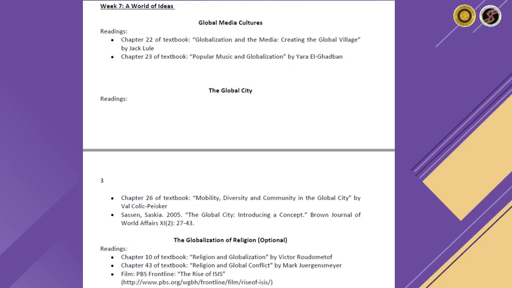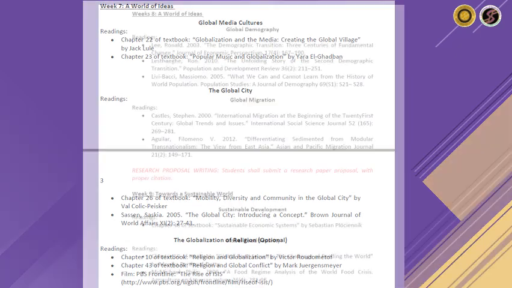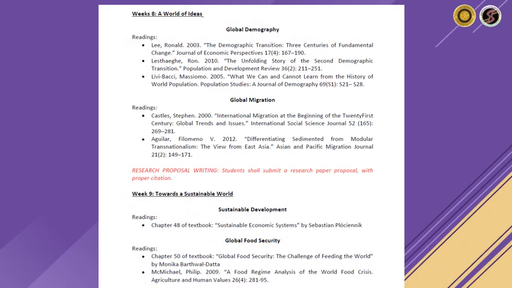And then we have globalization of religion. We will relate globalization with religion and global conflict, like the rise of ISIS, something like that, and maybe looking at the positive consequences of it. On the eighth week, we will be studying global demography.